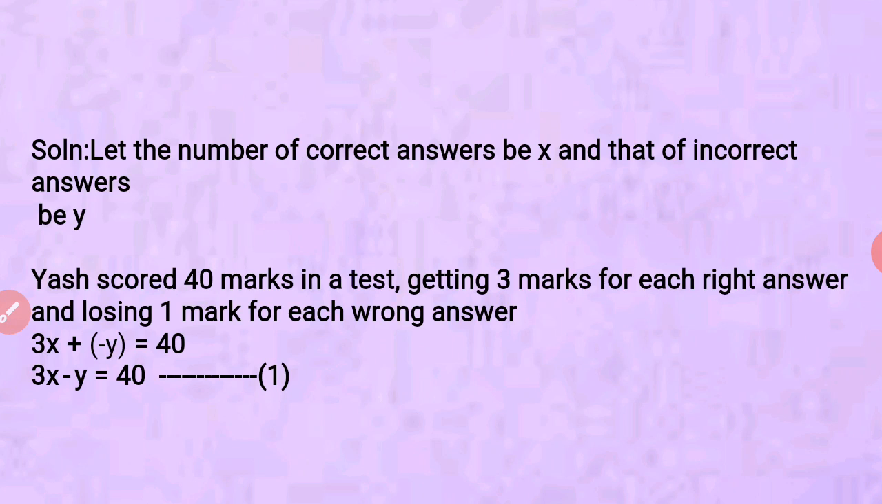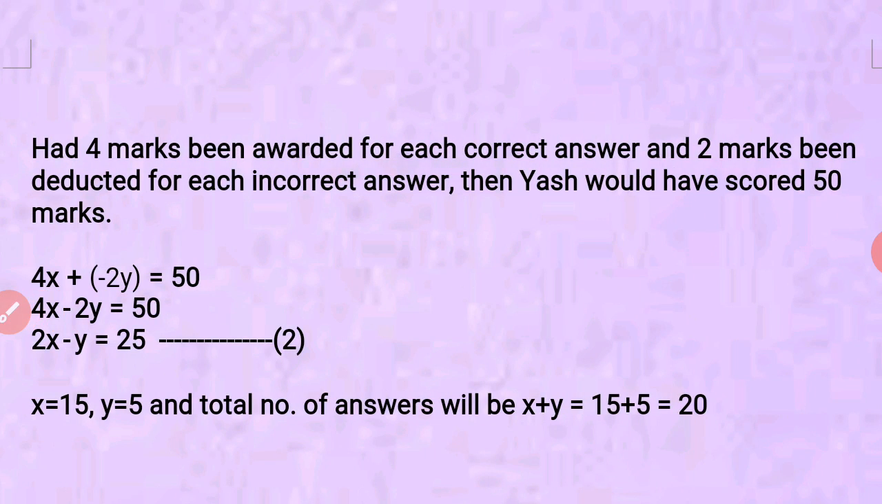Now, for each correct answer, he is getting 3 marks. So it will be 3x. And for negative marks, that is 1 negative mark, it will be minus y. So the statement becomes 3x plus minus y. Minus because there is a loss of mark, equal to 40. 40 is the total marks. Now, this statement can be solved further. It is 3x minus y equal to 40 and this is your statement number 1.